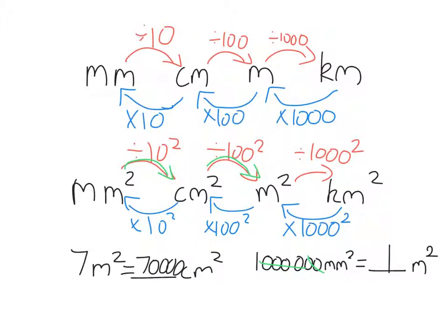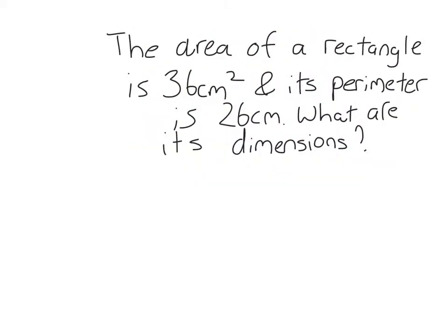All right, we're just going to look at one problem-solving type question. We're told that the area of a rectangle is 36 centimeters squared, the perimeter is 26 centimeters, and we want to find its dimensions. So we want to find the length and the width of this rectangle. Because the area is 36 centimeters squared, we know we are going to have to multiply two numbers, the length and the width, to get 36. So we're going to start by looking at factors of 36. Because the perimeter is also a whole number, we're just going to look at whole number factors of 36.